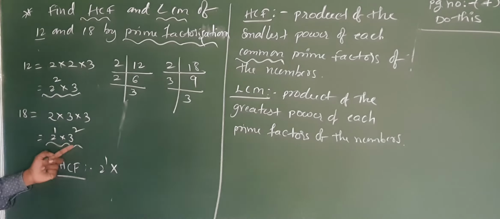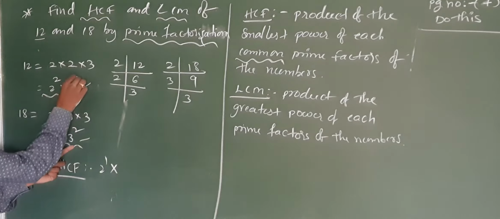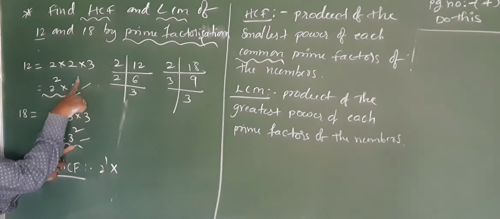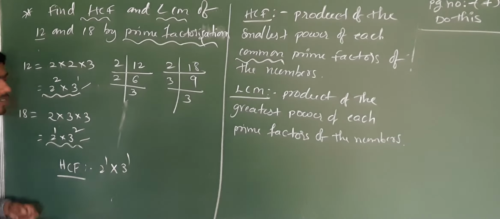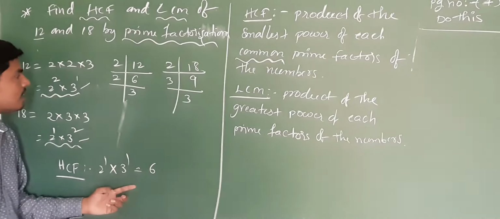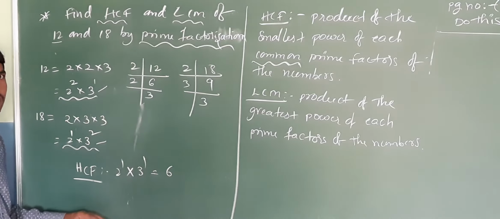3 is here, 3 is here. In this one, 3 power 1; in the other, 3 power 1, which is smaller, 3 power 1. So 2 into 3 is equal to 6, which is the HCF for the given numbers.